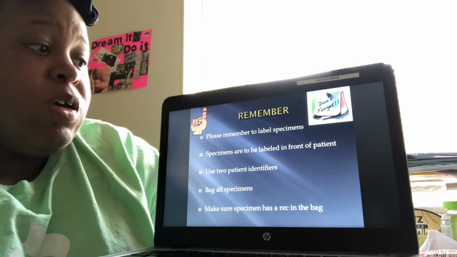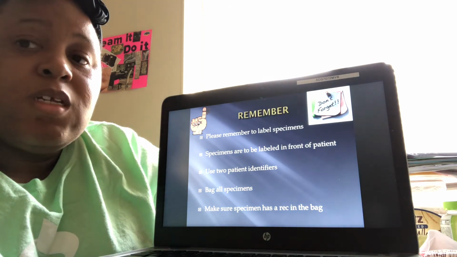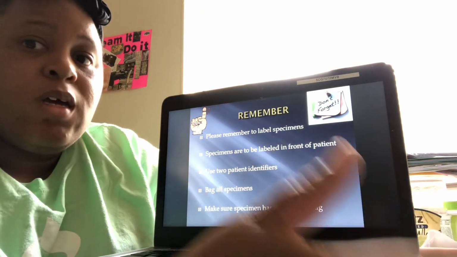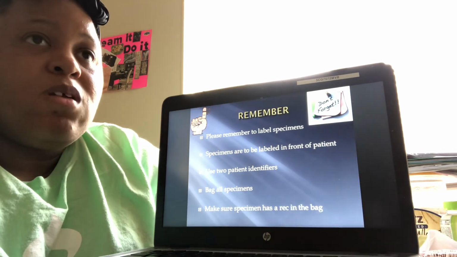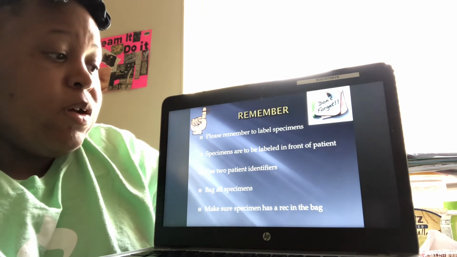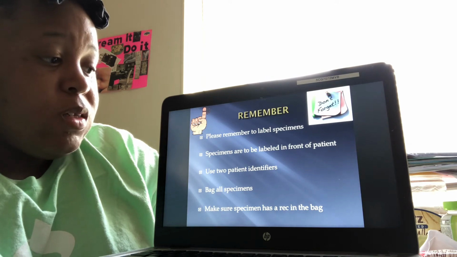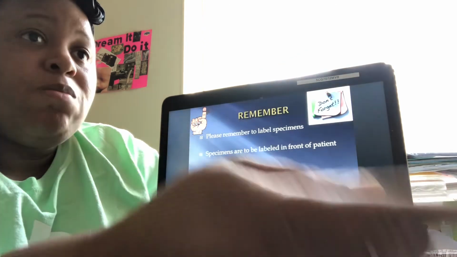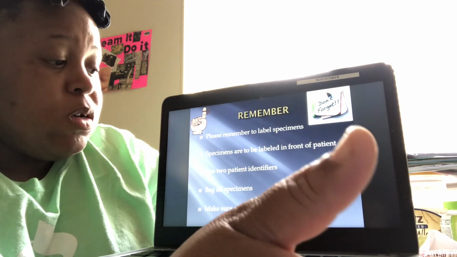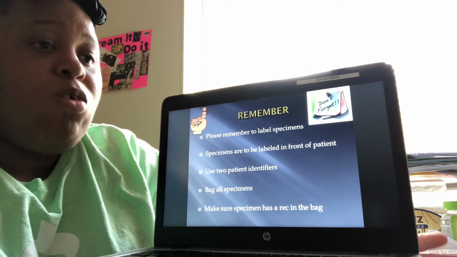Specimens are to be labeled in front of the patient. A lot of people don't do that. Depending on what facility you work at, we're trying to do things short and quick, but labeling a specimen in front of the patient, letting the patient see or matching it to that armband is very important, making sure that patient is who they say they are. Use 2 patient identifiers. One, by asking the patient, checking the chart or checking the armband for the patient.